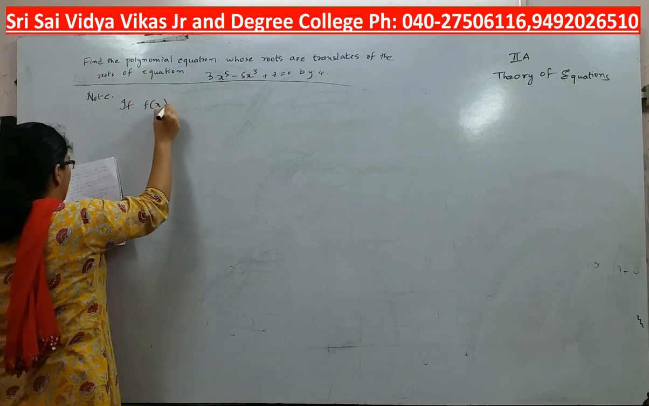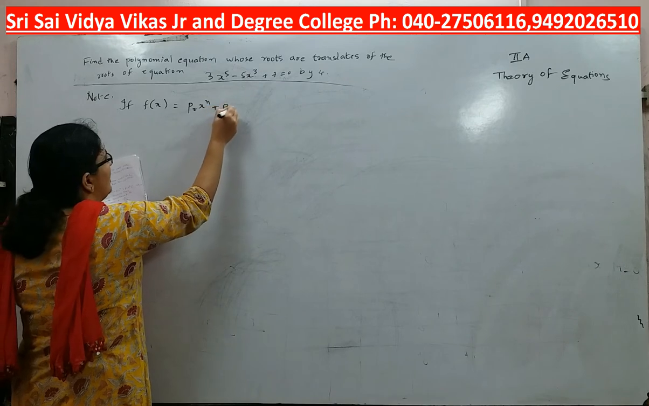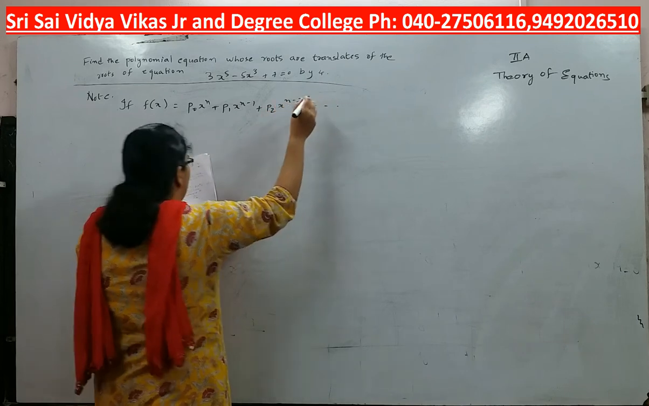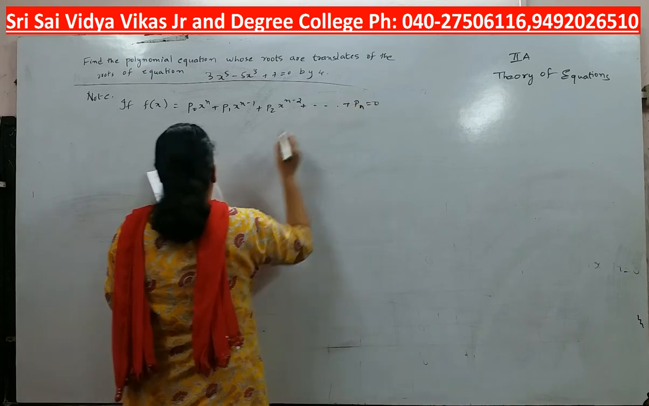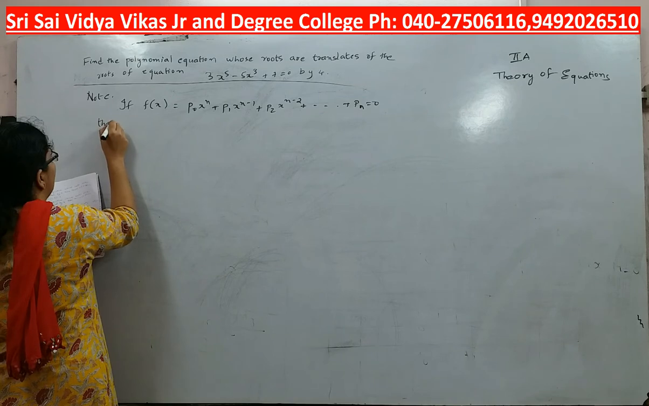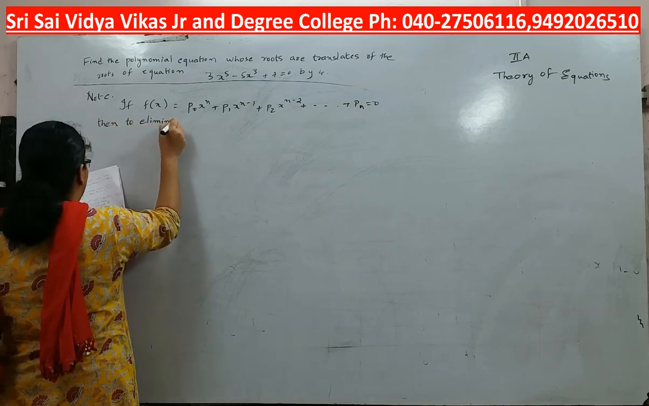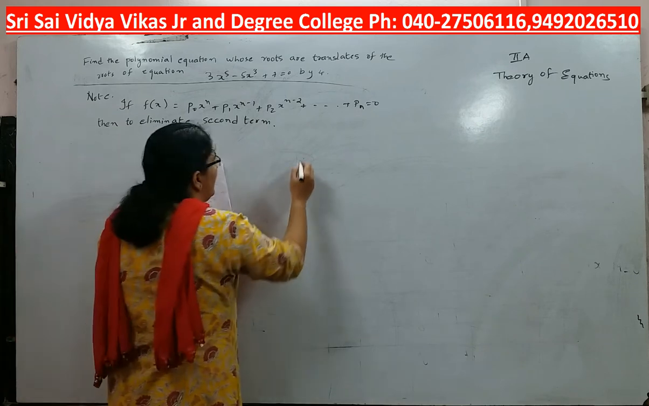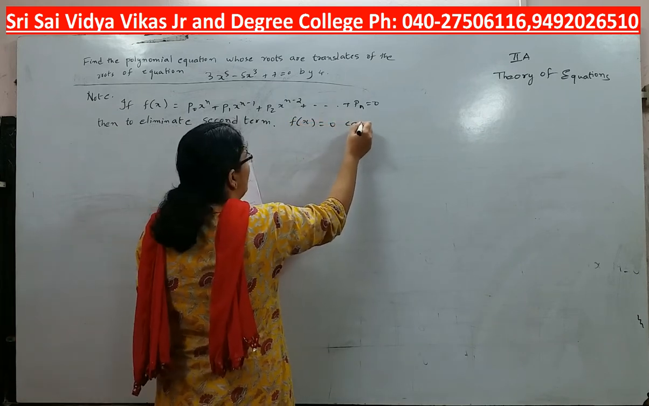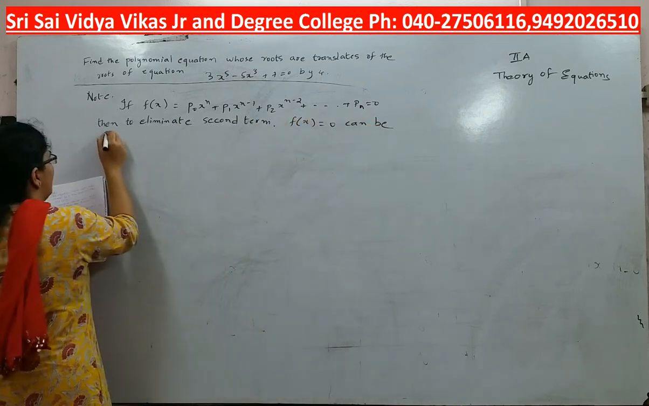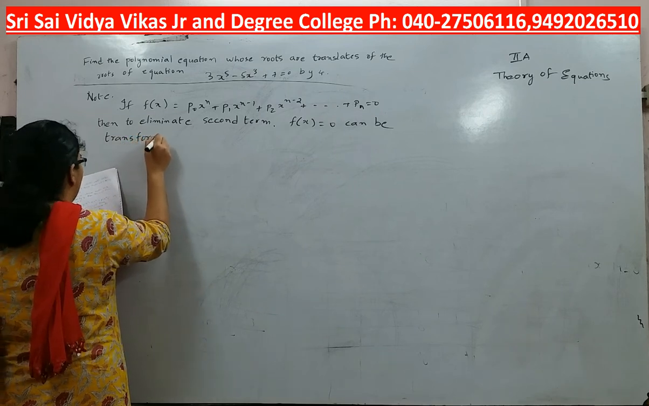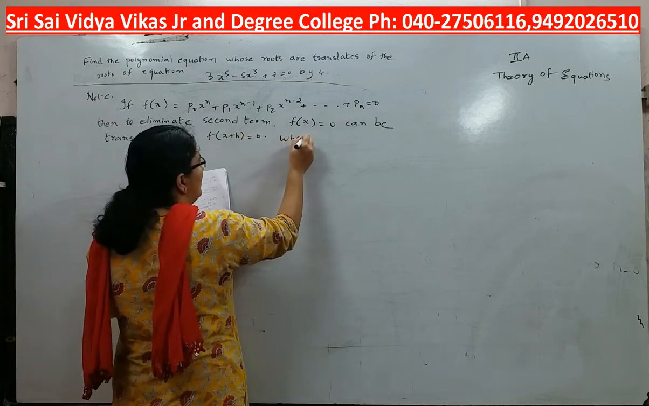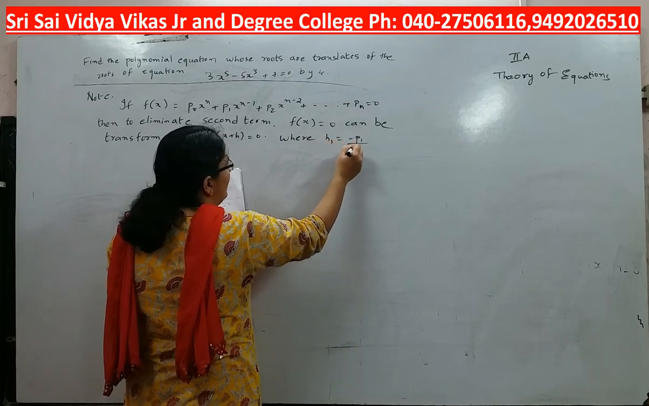If f of x is equal to p naught x power n plus p1 x power n minus 1 plus p2 x power n minus 2 and so on plus pn is equal to 0, then to eliminate the second term, f of x is equal to 0 can be transformed to f of x plus h is equal to 0, where h is equal to minus p1 by n into p naught.